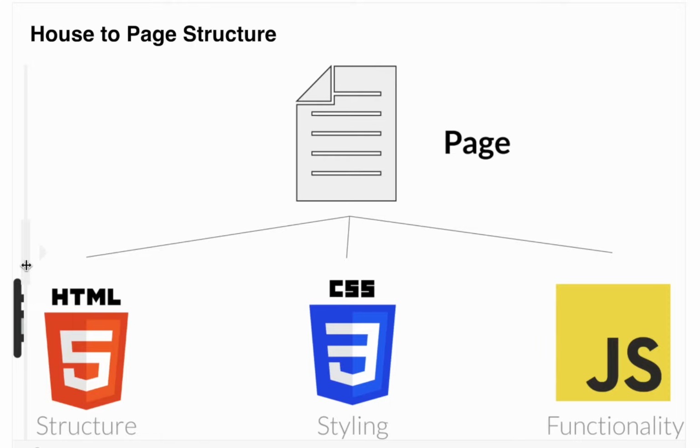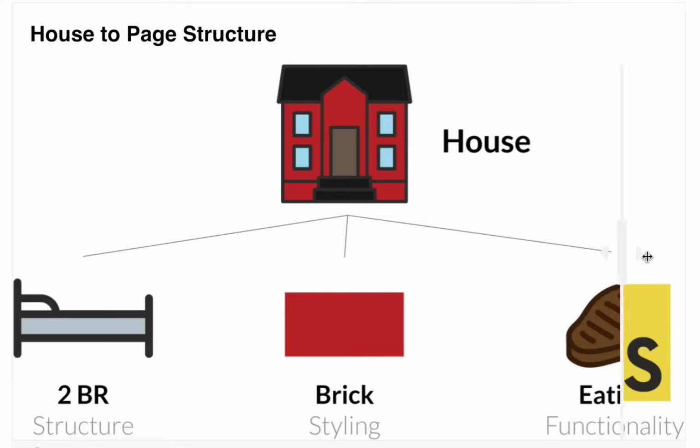Here's a great interactive diagram from codeanalogies.com. You can see we have the page, the structure, styling, and functionality. And if we move this slider, so page is like the house. So the structure, or the HTML, is like how many bedrooms there are or how many rooms. The CSS, the styling, is like the color of the brick here. And then the functionality, what you're doing, like eating, is the JavaScript.